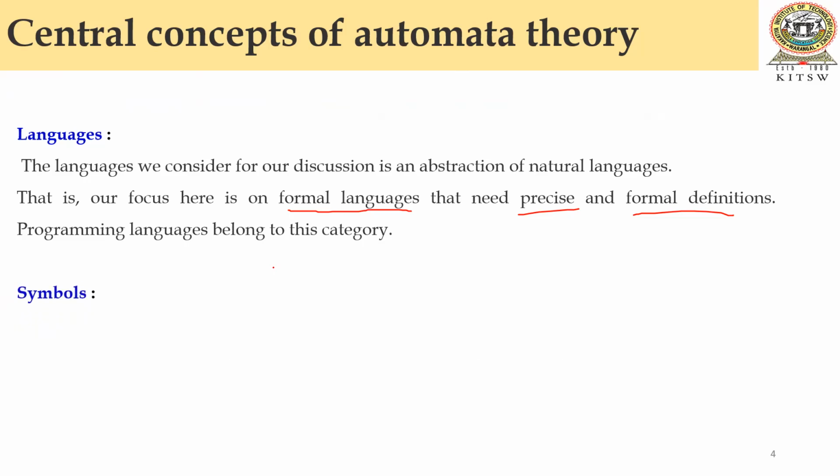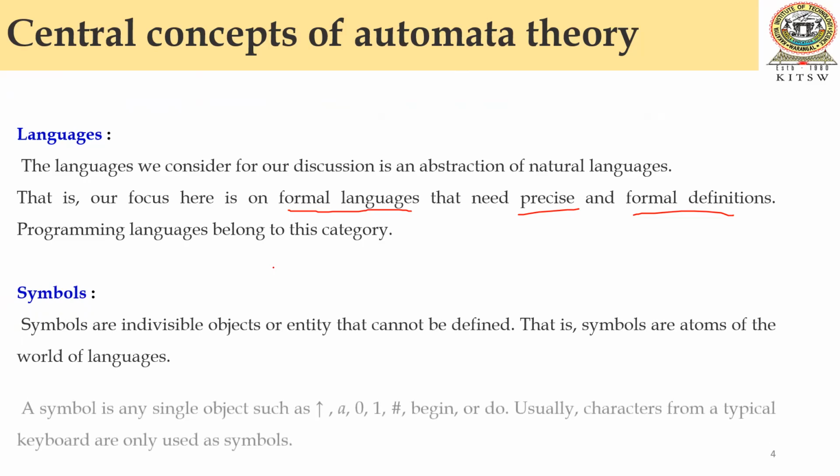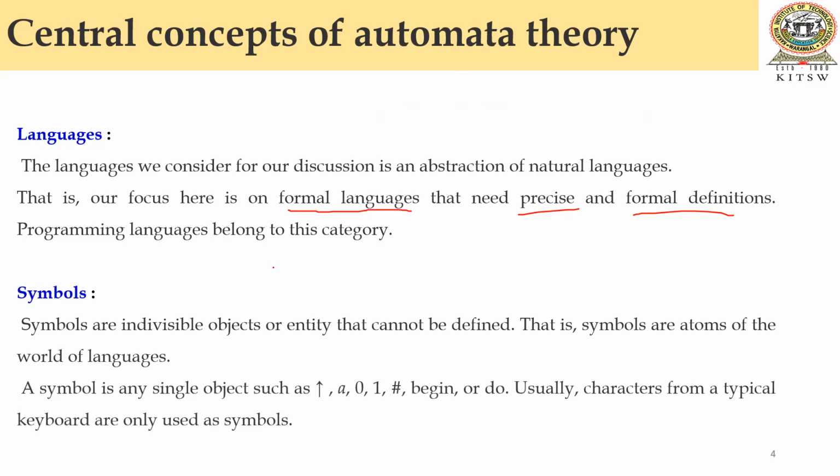Next one is symbols. Symbols are indivisible objects or entities that cannot be defined. That is, symbols are the atoms of the world of language. A symbol may be anything like an arrow mark, 0, 1, hash, and for programming languages, begin is also a symbol, or do is also a symbol. Usually characters from a typical keyboard are used as symbols.